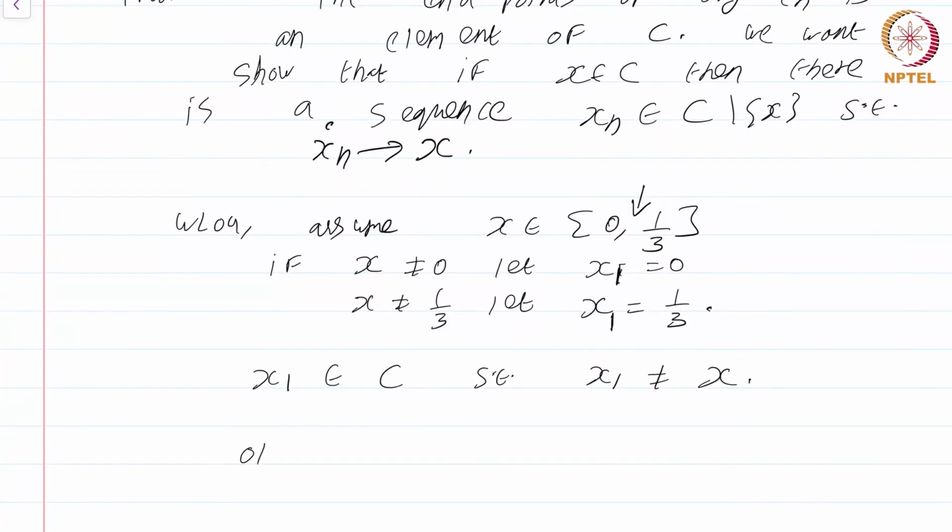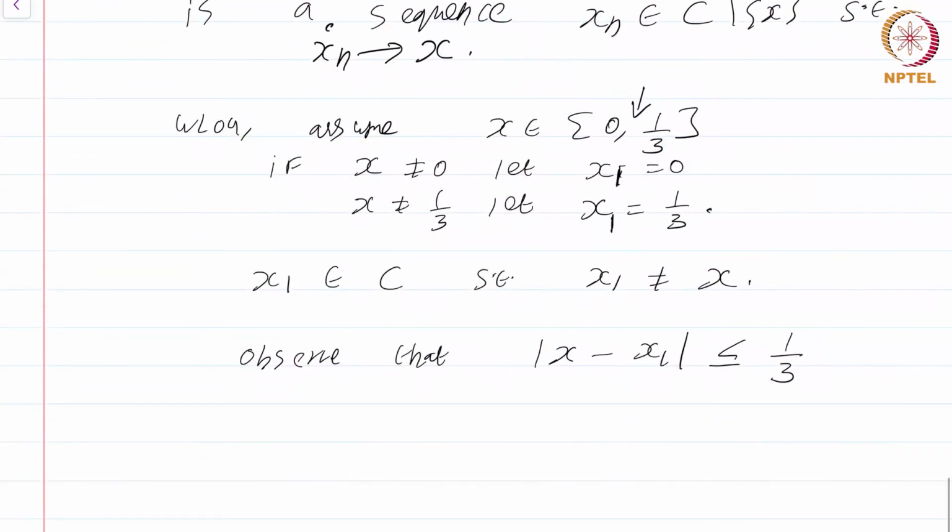Observe that mod x minus x1 is less than 1 by 3. In fact, to be 100% precise, it is less than or equal to. It can happen that x is one of the endpoints, and the choice of x1 is therefore the other endpoint. Okay, excellent. Now, how do you choose x2?